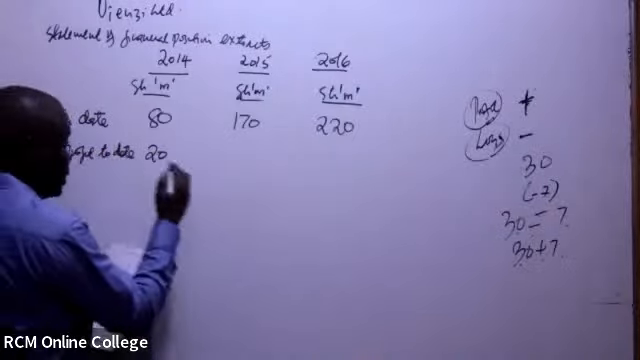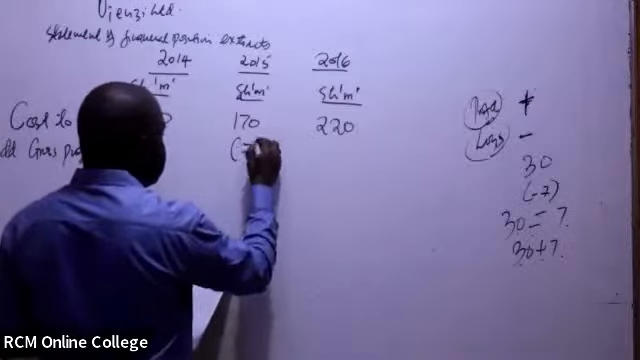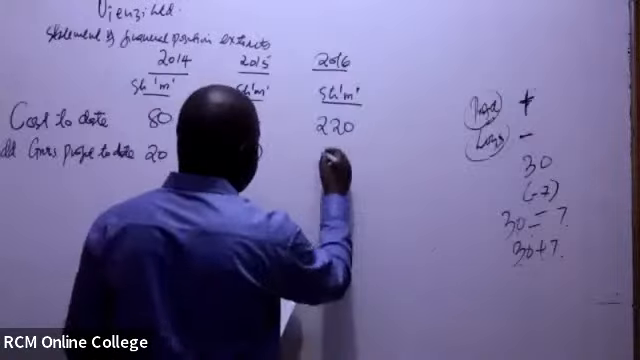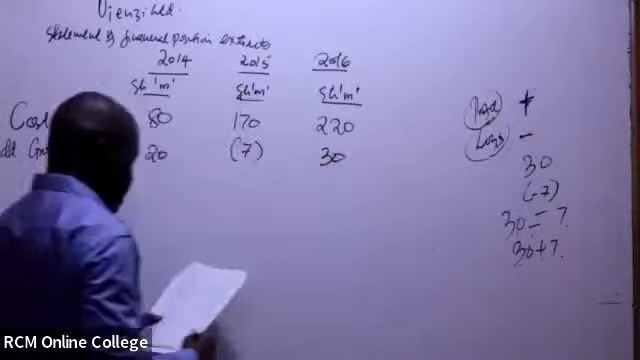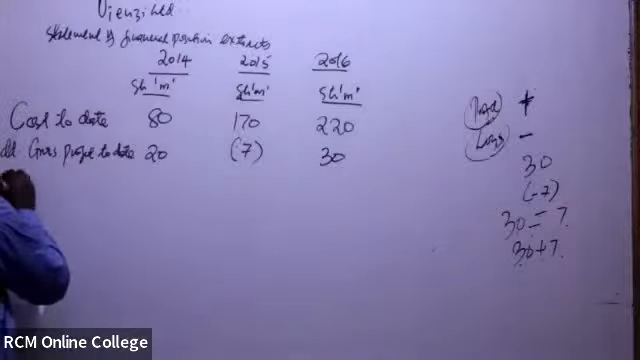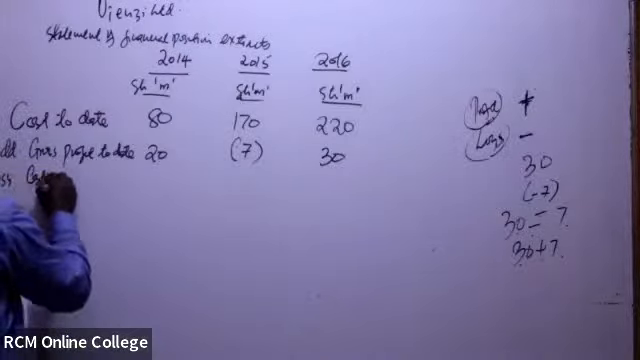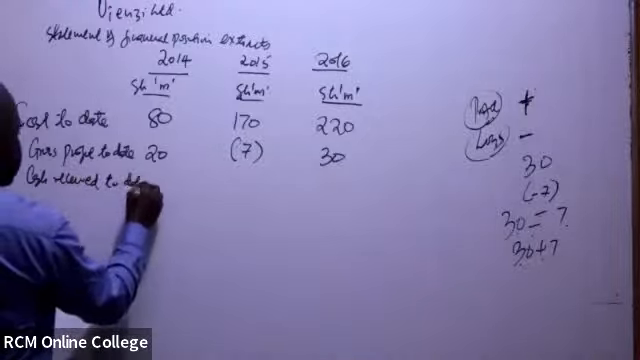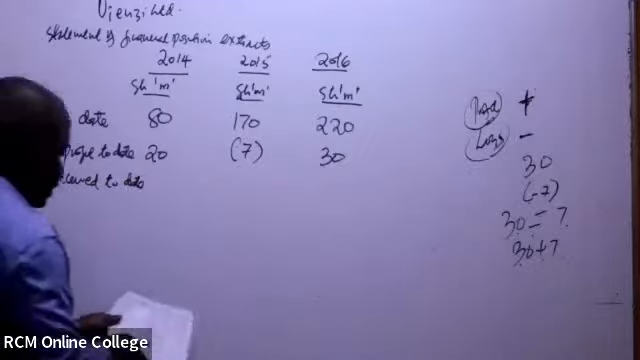Then you have negative 7. Then we have in this case 30. I think it is 30. Then cash received to debt. So you less the cash they have received to debt.